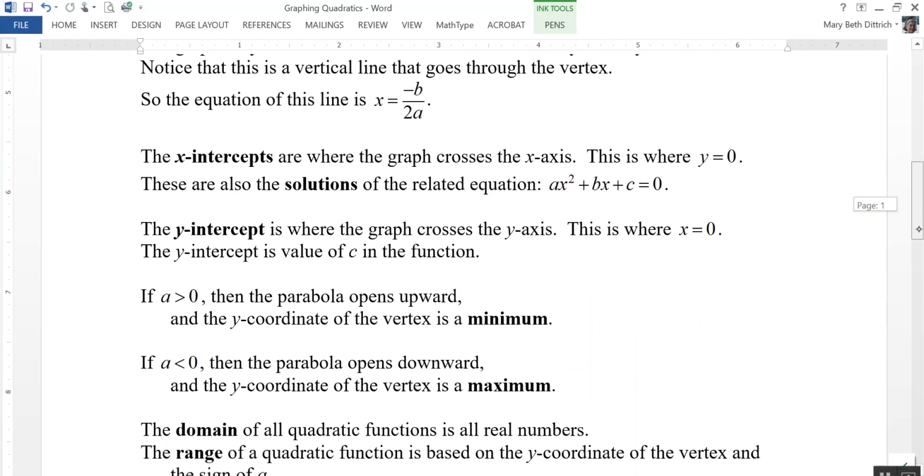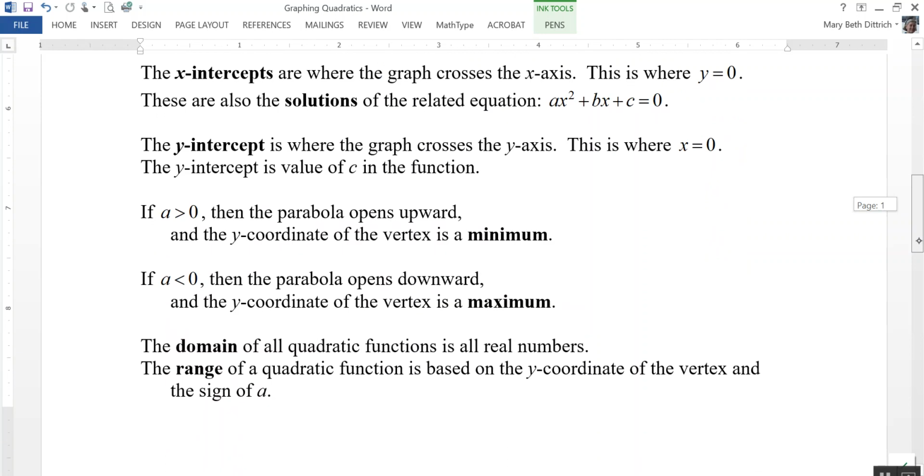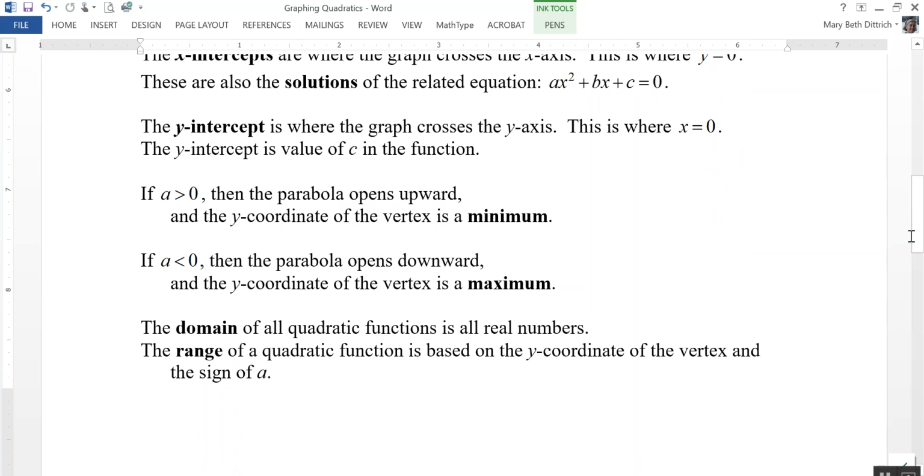If a is a positive number, that is, if the coefficient of x squared is positive, then the parabola opens upward and looks something like this, and the y-coordinate of my vertex is going to be a minimum value because that's the lowest point on the graph. If a is less than 0, that is, if my coefficient of x squared is a negative number, then my parabola is going to open downward, and the y-coordinate of my vertex is a maximum. It's going to be the highest value on the graph.